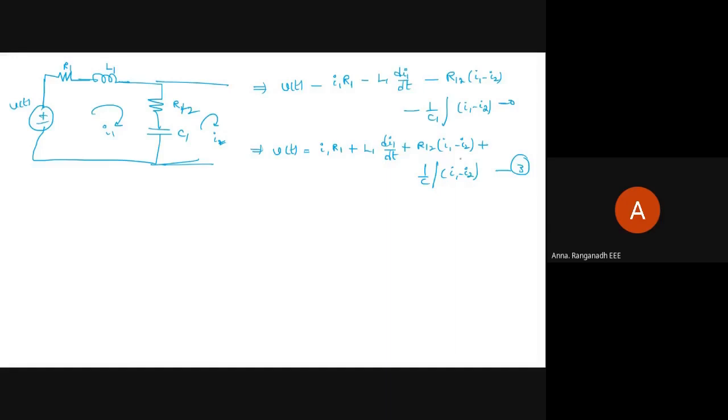Let's take equation number 3. So up to now, any doubts? Guys, please, any doubts? Sure. Yeah, this is the loop 1.